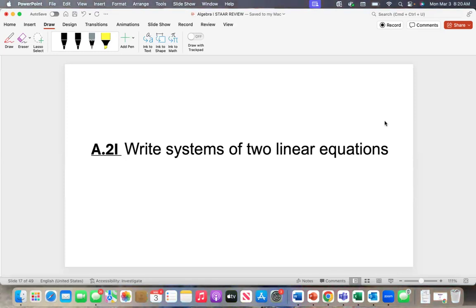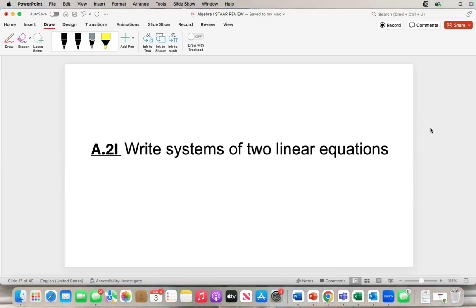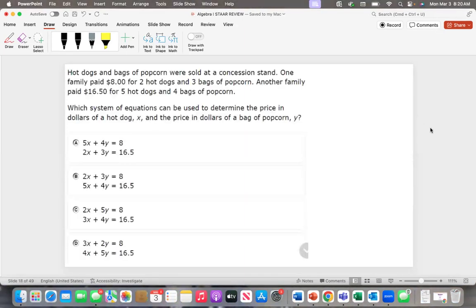Today's focus is going to be writing systems of two linear equations. All right, let's look at our first example. I know we see a lot of words, but actually the word problems for this topic are pretty easy. We just have to pay attention to what we want to represent as X and what we want to represent as Y. Let's look at it.